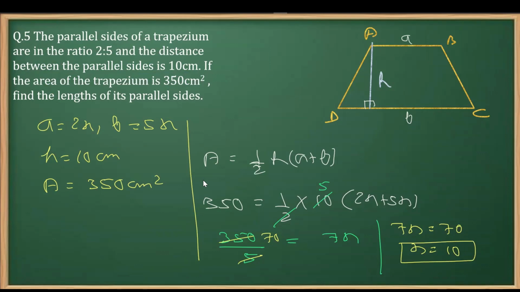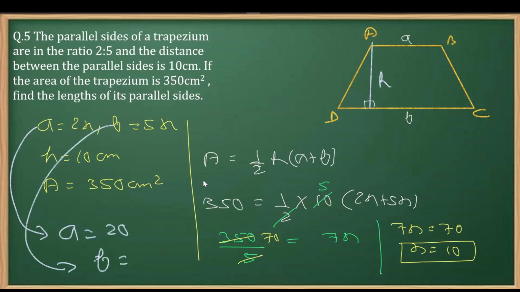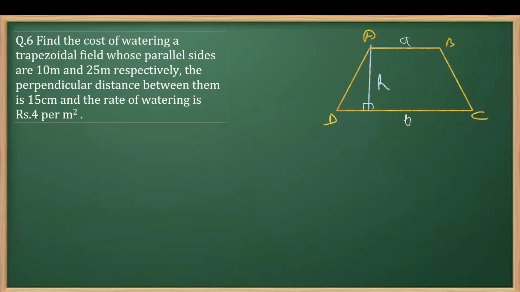So check here. If you have the length of x now, we can get A and B. And A is what? A is 2 times x, and 2 times 10 is how much? 20. And B is 5 times x, x is 10. So it's 5 into 10, 50. And the unit should be centimeters. So these are the answers, the length of the parallel sides we got.